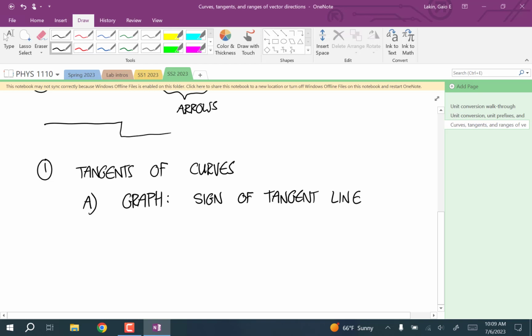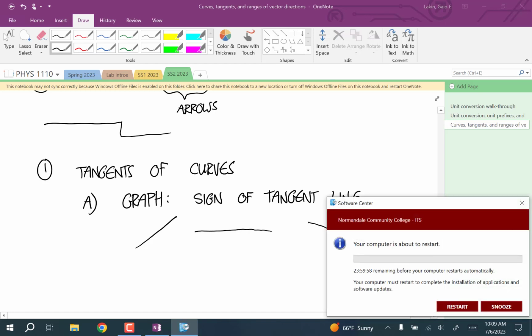Okay, so remember that this line has a positive slope, a horizontal line has zero slope, and this line has a negative slope. So that's what we're going to be looking for.